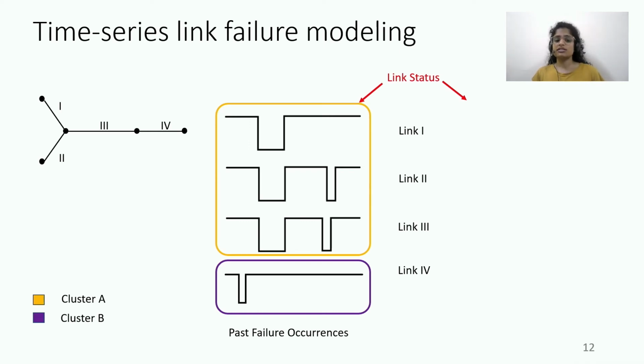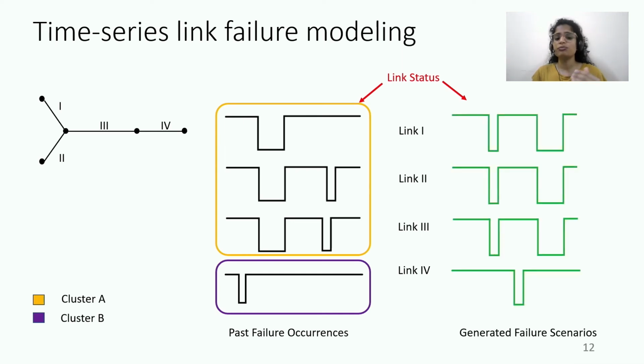Now, for each cluster, we model time to repair and time between failure probability distributions. And to generate the time series failure scenario, we sample time to repair and time between failure values from these probability distributions. And to be more conservative in our approach, we fail all the links in a cluster simultaneously. Hence, we lose more capacity and we end up provisioning more capacity, which means that we are being conservative in our approach.